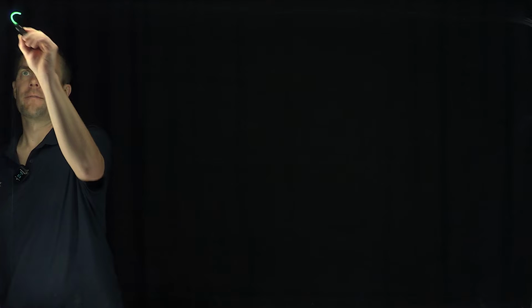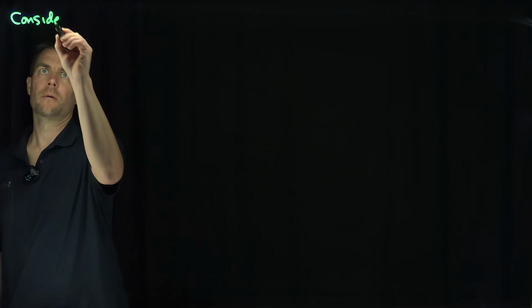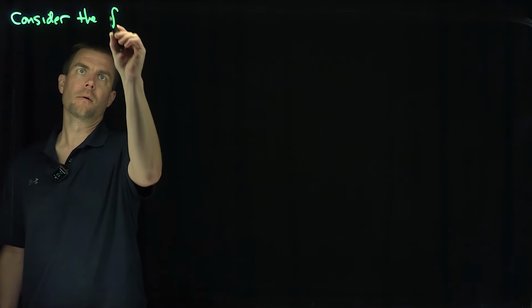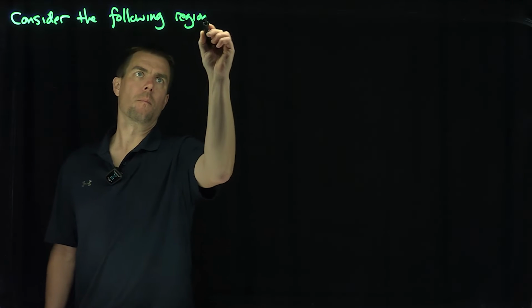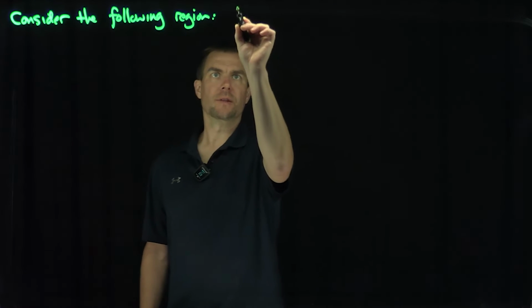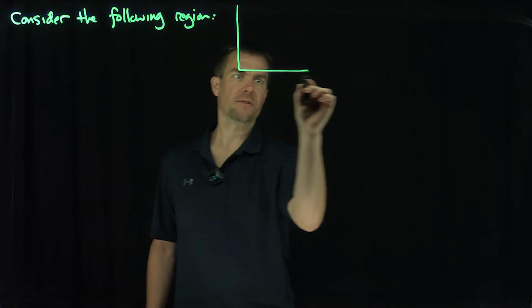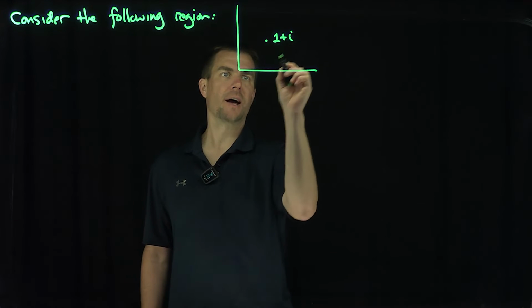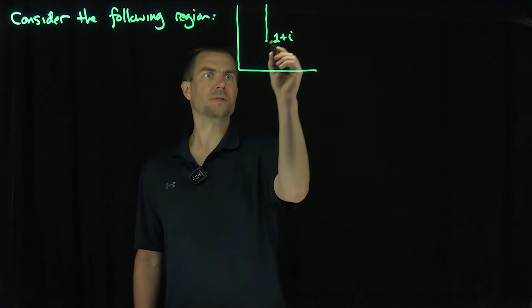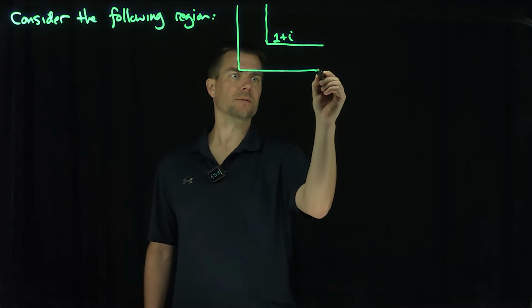Hello students, in this video we'll find the Schwarz-Christoffel transformation from the upper half space onto an L shape. So let's consider the following region. We're going to have a region like this in the upper half space. And this is going to be the point 1 plus i. We're going to go up at 1 plus i, and we go over like this. And so this is our region over here.